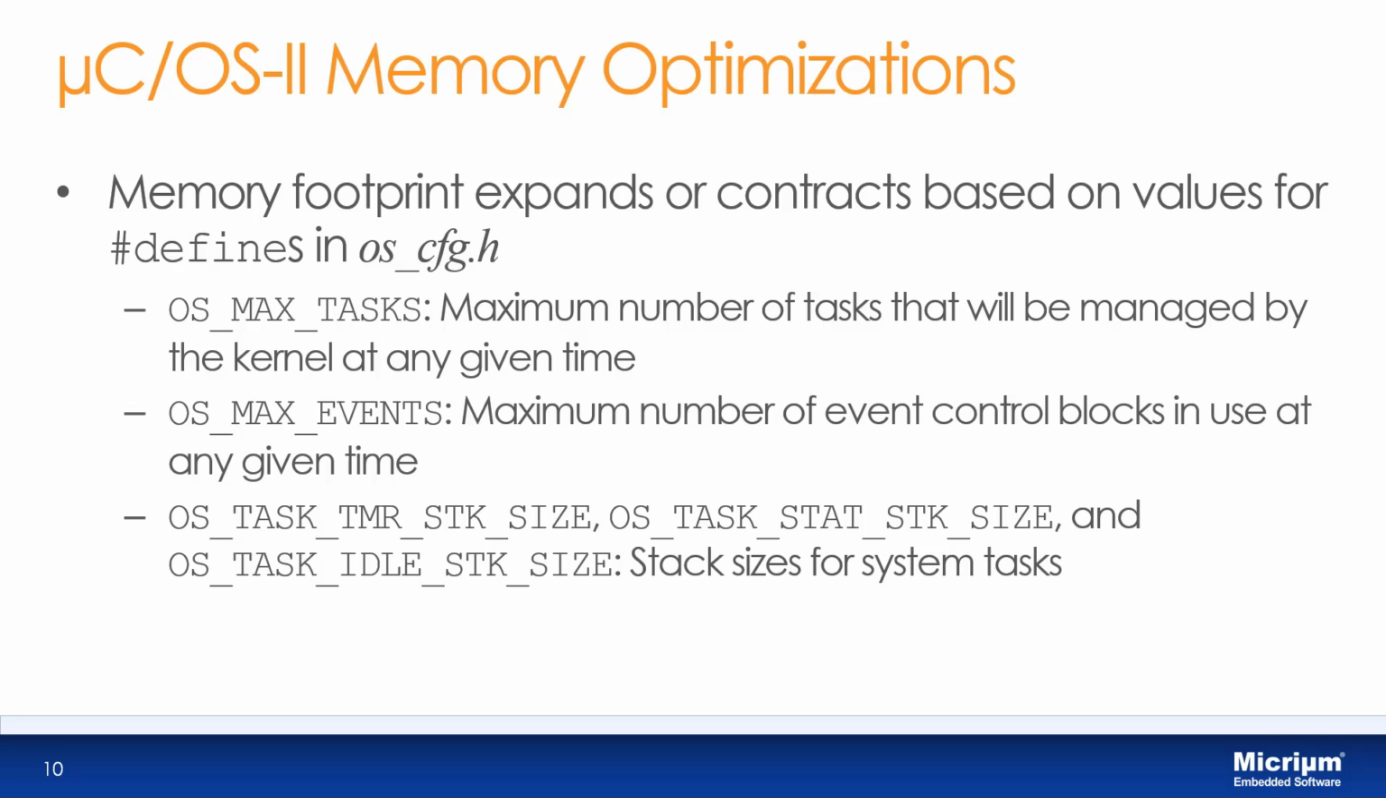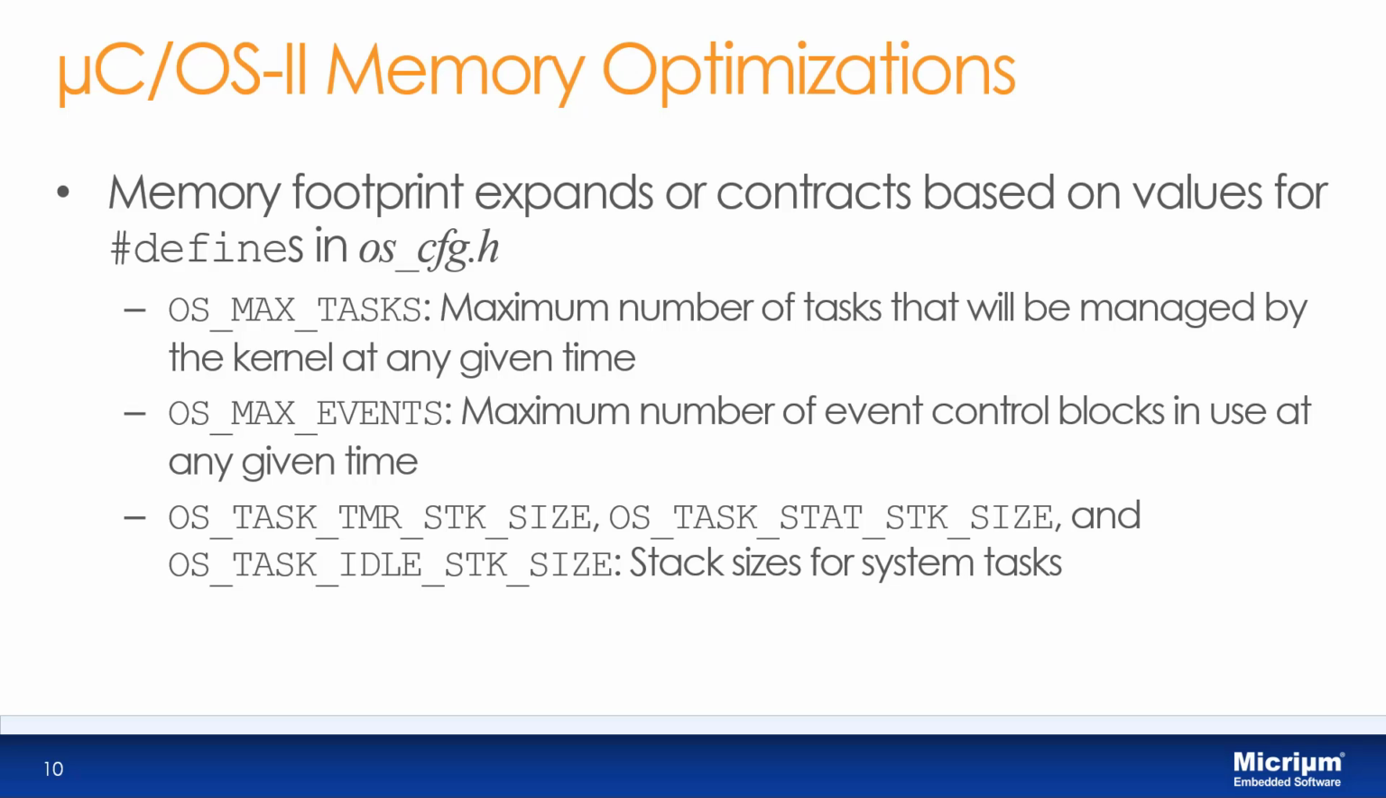In a similar fashion, OS max events sets the quantity of event control blocks at the kernel's disposal, thereby establishing a ceiling for the number of semaphores, mutexes, message queues, and other objects to be managed by the kernel. To make the best use of a system's memory, application developers should ensure that these definitions accurately reflect the quantities of tasks and kernel objects required by application code.